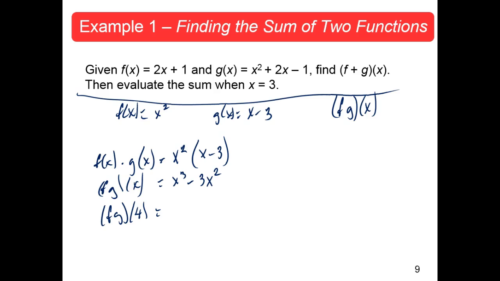Okay. What would fg of 4 be? 4 cubed minus 3 times 4 squared. Okay? Yeah. And 4 cubed is 64 minus 3 times 16. That would be 64 minus 48 equals 16. Okay. How'd the book do? Good for them. They got it right.